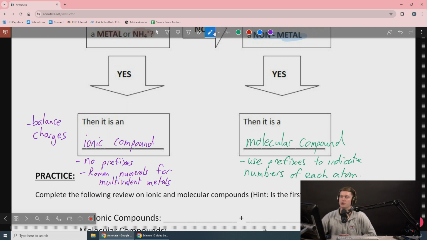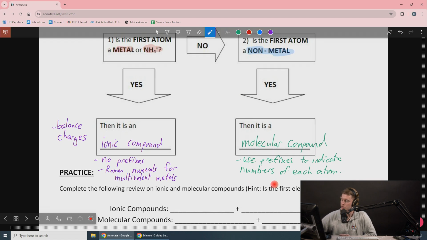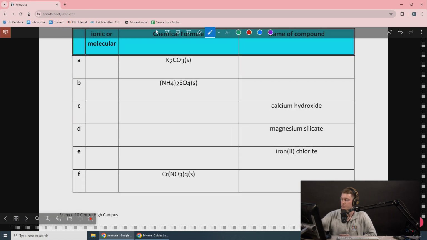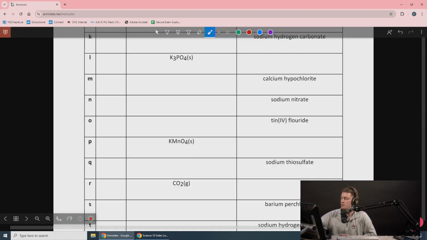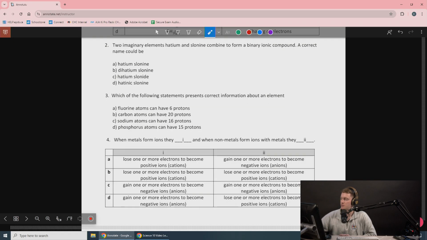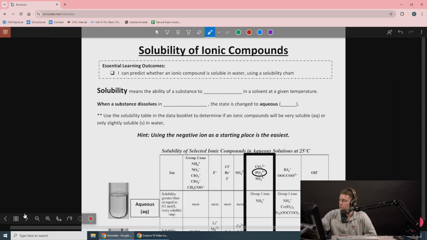There's a lot of good naming practice that I'd encourage you to try on this table that extends into the next page. In the next lesson, we will talk about, actually this extends for a while, doesn't it? There's some good multiple choice as well. And in the next lesson, we'll talk about solubility of ionic compounds.